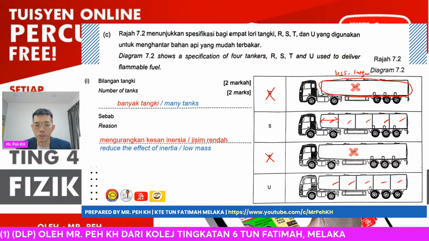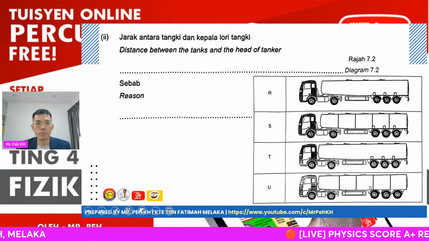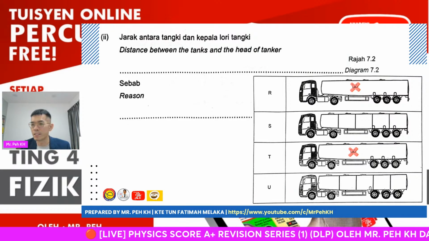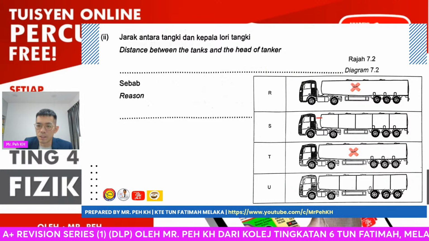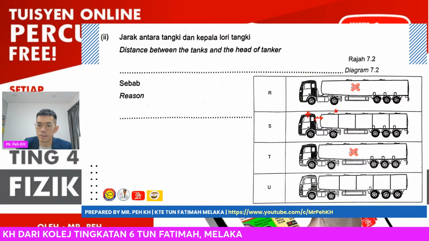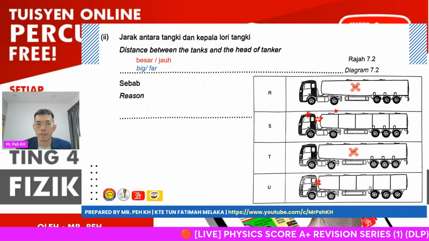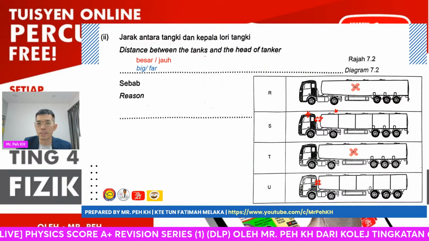So this reduces the effect of inertia, or reduces the mass, lower mass. Then the distance between the tanks and the head. Just now R and T are already wrong, so you can look at S and U. You can see, asking about the distance between the head and the tanker, this one shows shorter. Case U is shorter, so S is longer, right? So here we need to choose the bigger distance, or further between the tank and head.